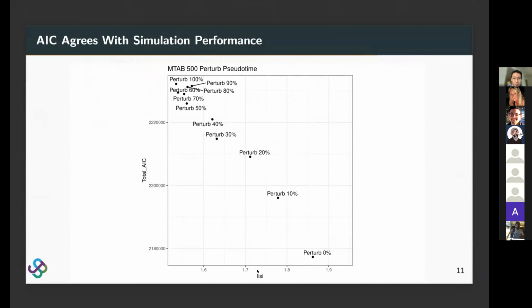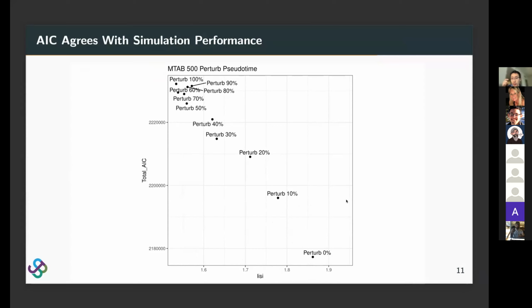Here we show the agreement between the LISI score and the AIC value for each model. We can see those two metrics are agreeing with each other quite well, and we almost observe a perfect correlation between them. We can also see that with the increased level of perturbation, the AIC is increasing, which means that your model is worse and worse, and the LISI value is also decreasing, which means that your simulated data is not that similar to your real data now.